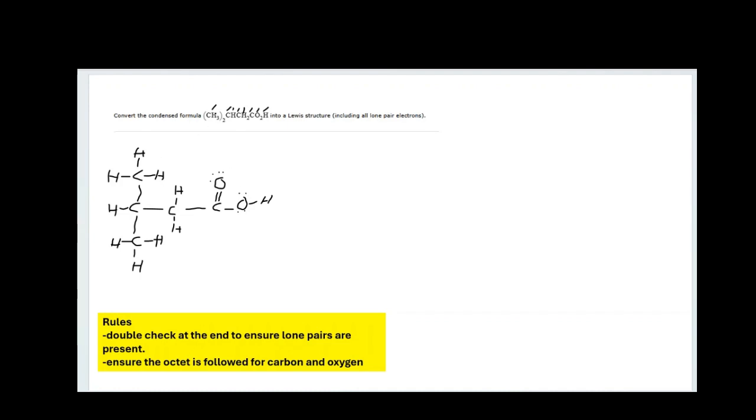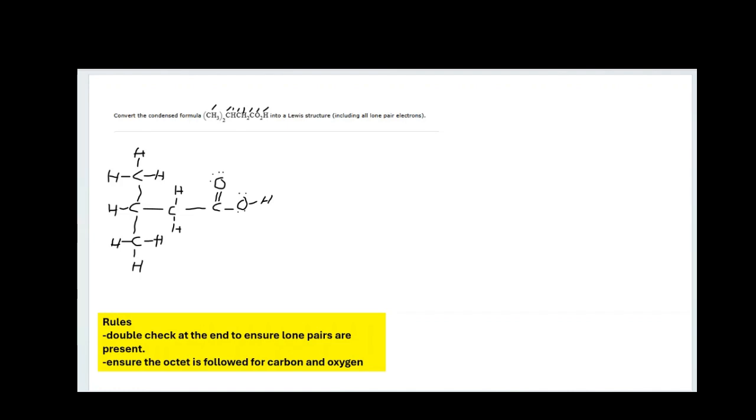So I've got my 2 methyls right here, my CH right here, my CH2 right here, and then my CO2, this region right here, and then the oxygen at the end is attached to a hydrogen. I do 1 more check to ensure that everybody has their lone pairs as needed to satisfy the octet rule. And that is how you solve this ALEKS problem.